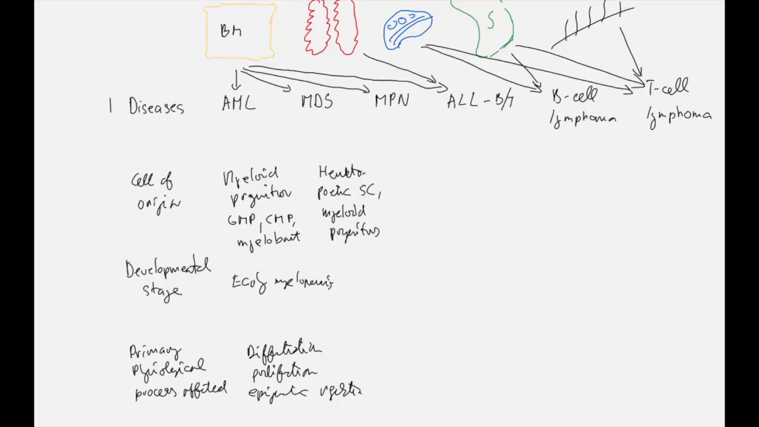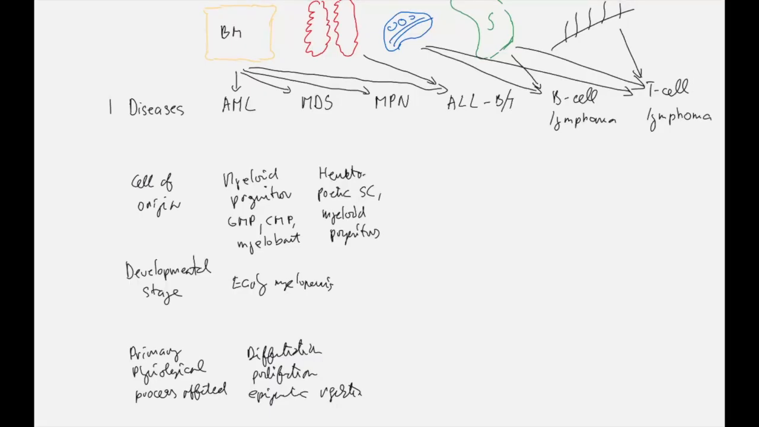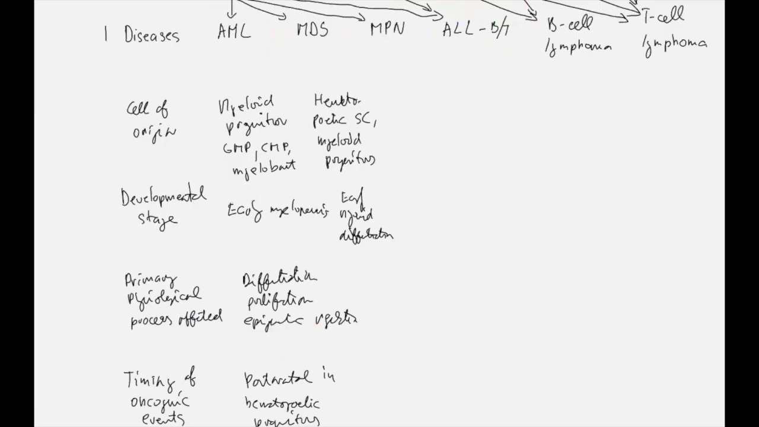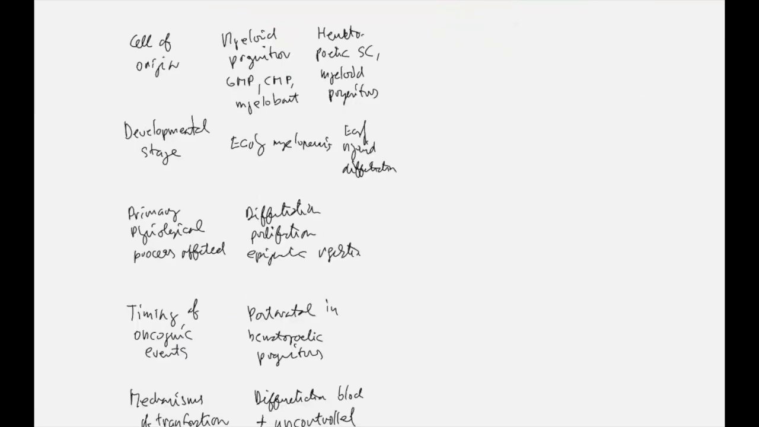And let's get to developmental stage. This is early myeloid differentiation. If we get farther in myelodysplastic syndromes, then the primary physiological process affected. In this case, it's ineffective hematopoiesis, genomic instability, and epigenetic dysregulation.